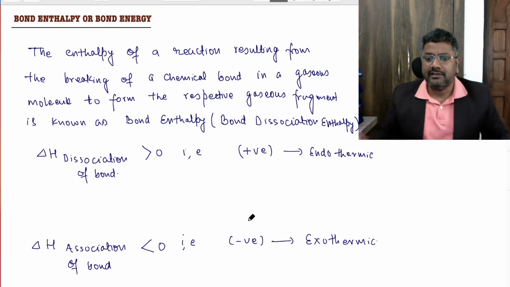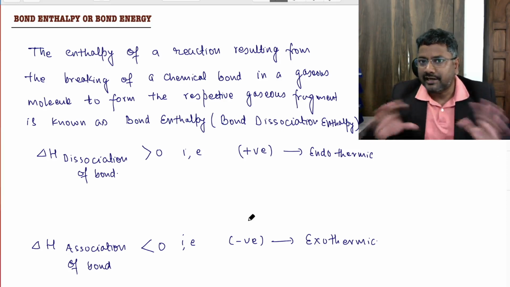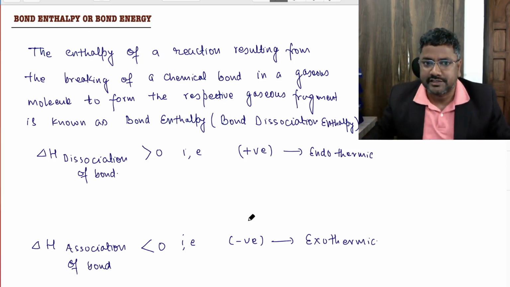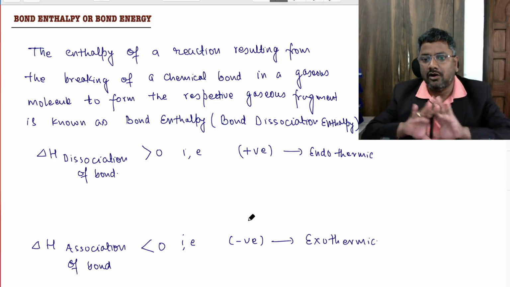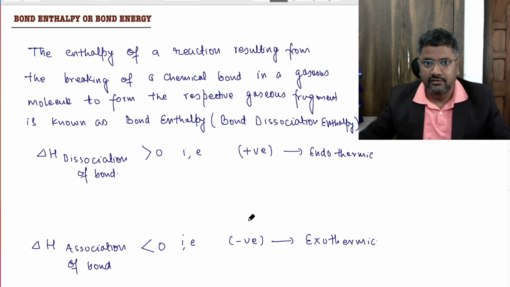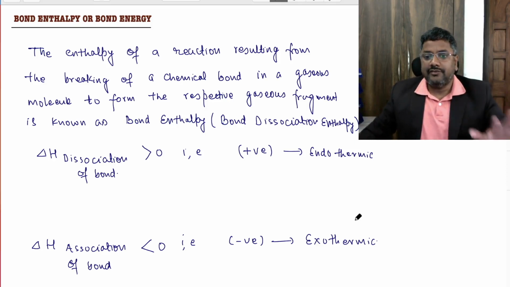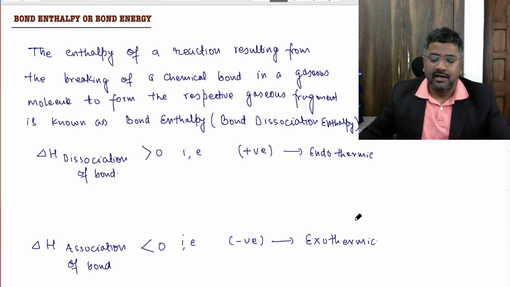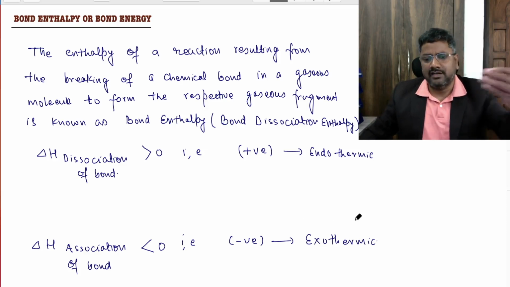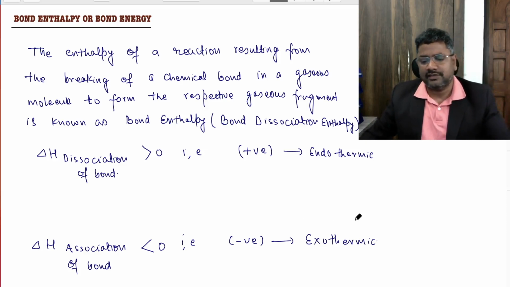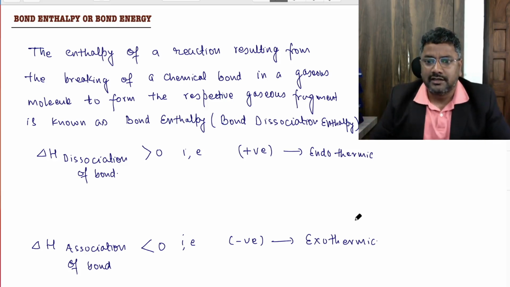So if no secondary process or no additional process is there, this statement is always true. Clear to all? Okay, good. Because sometimes you may find that the dissociation of ozone, or some other molecule, is given as exothermic. So don't think that this statement is wrong in that perspective.